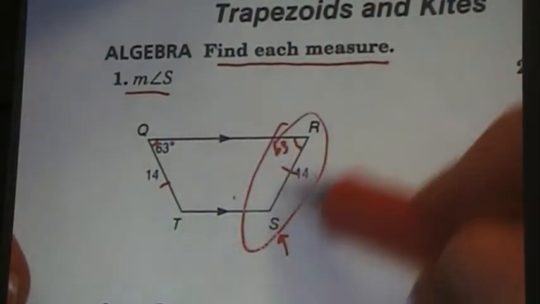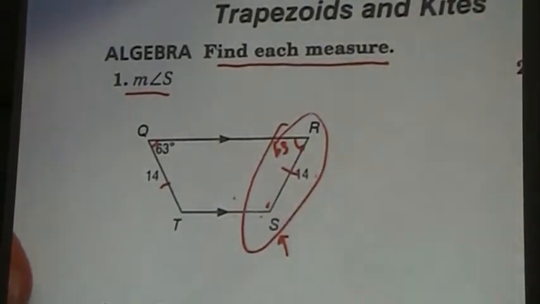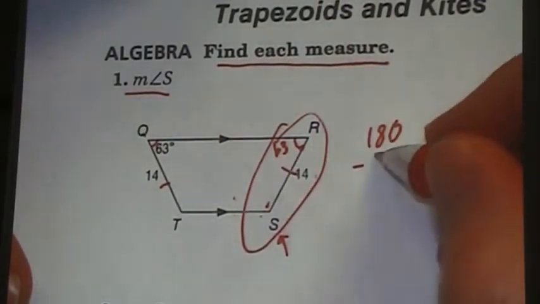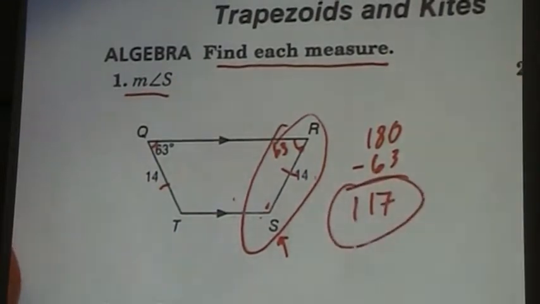Remember how these guys are related? Those two angles, parallel lines, this angle and this angle are consecutive interior, which means they add to 180. So we can go 180 and subtract this 63. And that's 117. There we go.